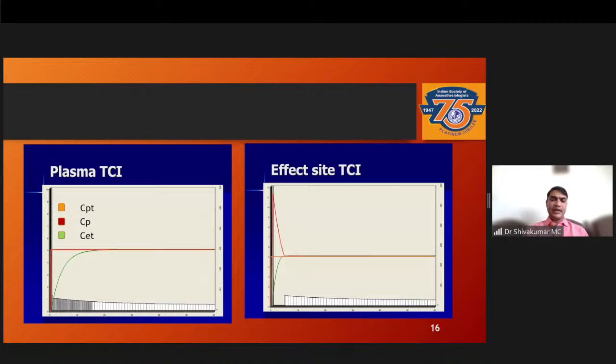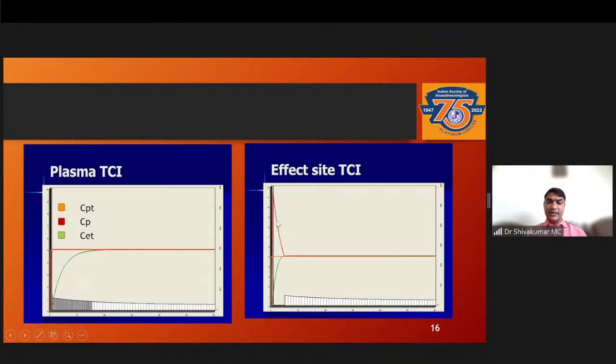So you see here in the graph, the left side is plasma TCI and the right side is effect site TCI. On the left side, you can see the plasma concentration and the target never overshoots. The green color is effect site targeting. It takes a longer time to achieve effect site steady state. You can see this, it takes a longer time. The amount of Propofol administered also will be less in case of plasma TCI.